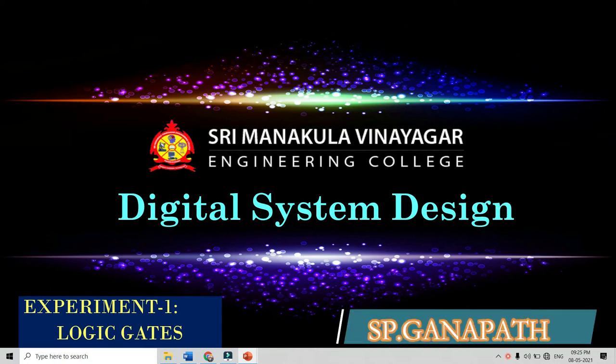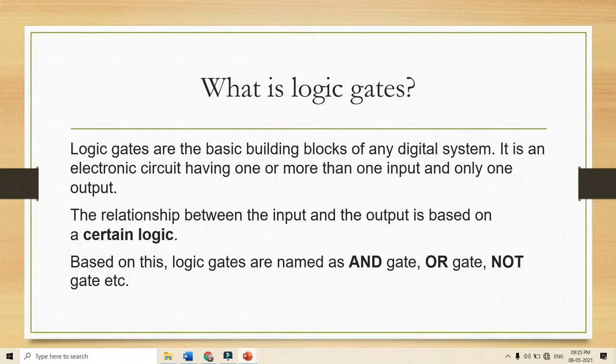Hello friends, in this video we are going to see about logic gates. So, what are logic gates? Logic gates are basic building blocks of any digital system. It is an electronic circuit having one or more than one input and only one output. The relation between the input and output is based on certain logics. Based on this, the logic gates are named as AND gate, OR gate and NOT gate.